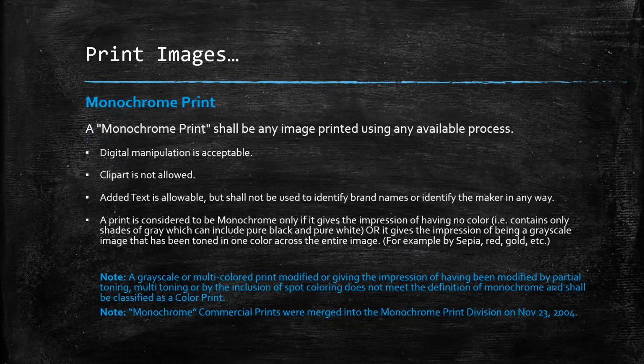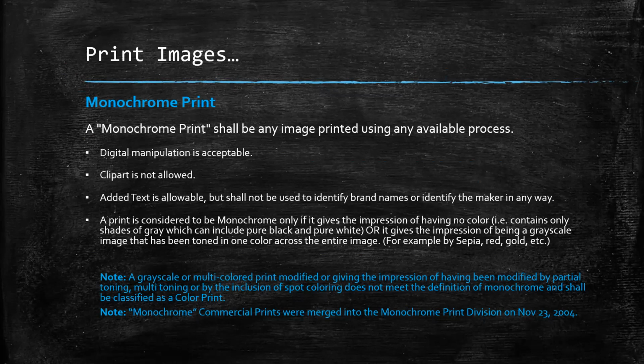In monochrome, a print shall be any image printed using, again, any available process. Digital manipulation is acceptable. Clip art is not. Added text is allowable, but shall not be used to identify brand names or identify the maker in any way. A print is considered to be monochrome only if it gives the impression of having no color, contains only shades of gray, which can include pure black and pure white, or it gives the impression of being a grayscale image that has been toned in one color.